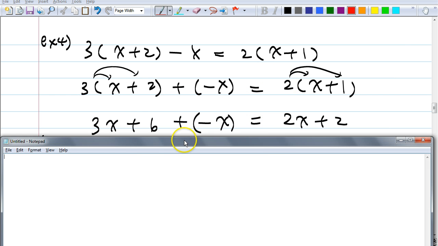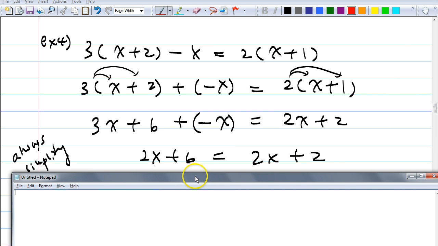Okay. Now, Eunice, what should I do next? I have 2x plus 6 equals 2x plus 2. Let's gather the variables together, right? This time, you don't have to worry about which ones to get rid of because they're the same, 2x and 2x. So what do we do, Eunice? Subtract both sides by 2x, right?